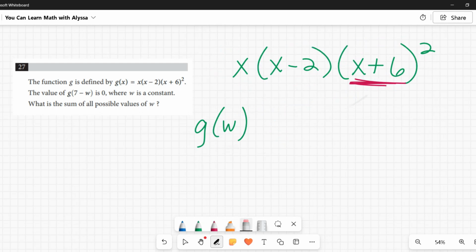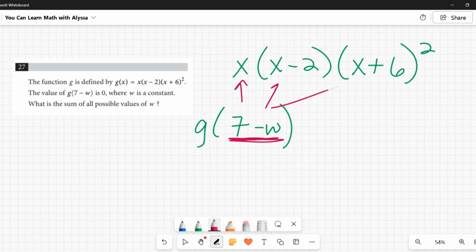We're saying it's not just w that when you plug in, it gets 0. It's 7 minus w. When I plug it in, I get 0. This still represents just a number because w is a constant. So 7 minus a number is going to be just another number. So when I take this whole number represented by 7 minus w, and I plug it in wherever there's an x, it's going to equal 0. So one of these locations has to equal 0.